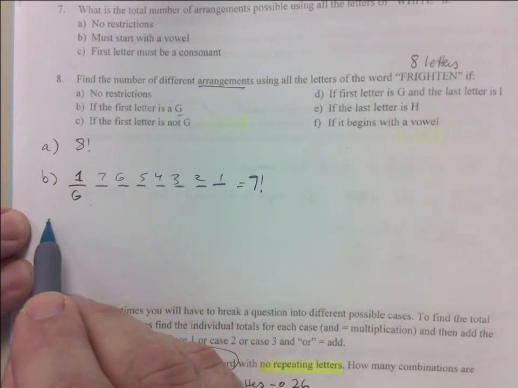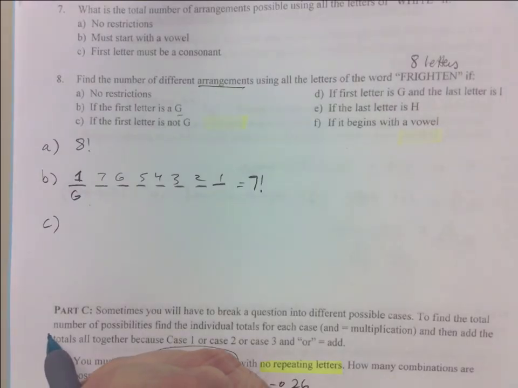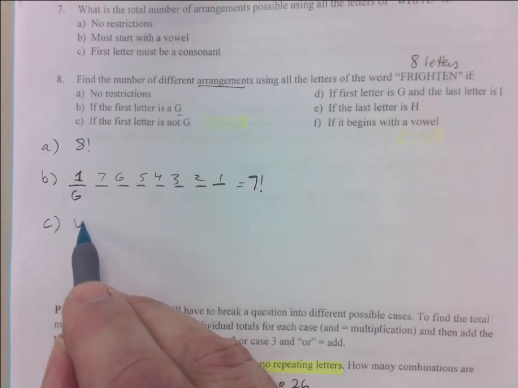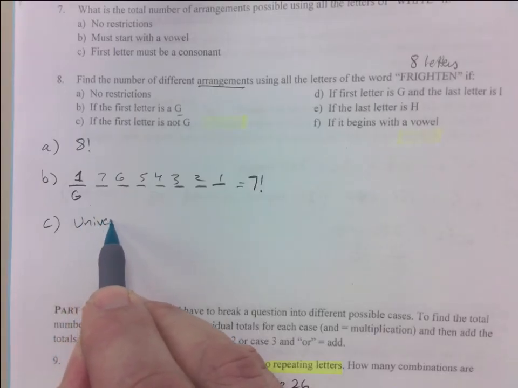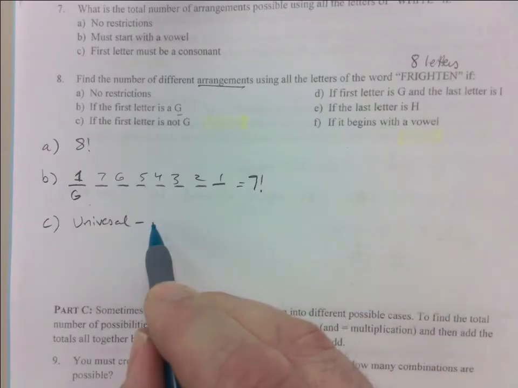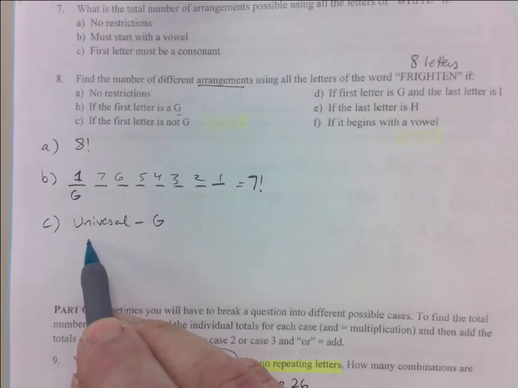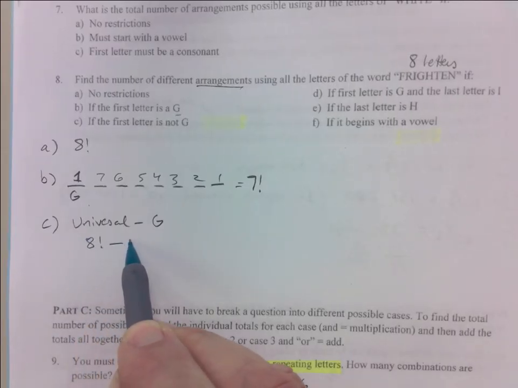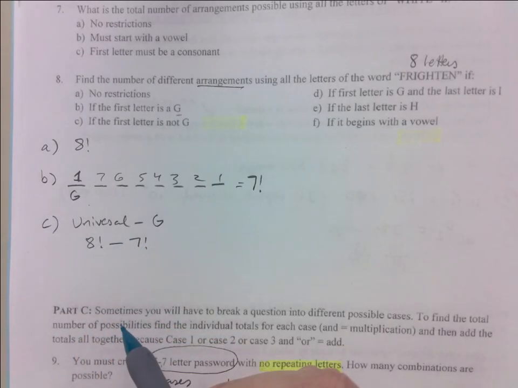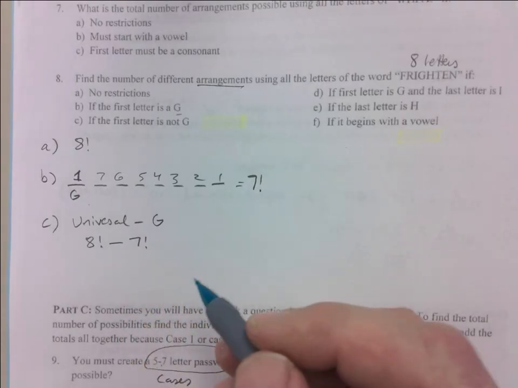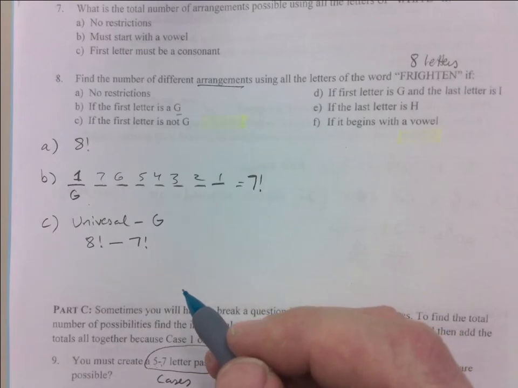Not a G? How would you do not G? Universal, minus G. That's what I'm going to say here. So universal is 8 factorial. Take away 7 factorial. I'm just going to leave it at that.